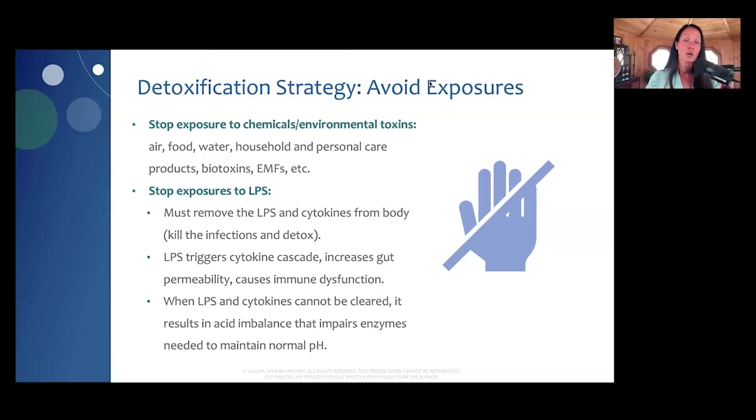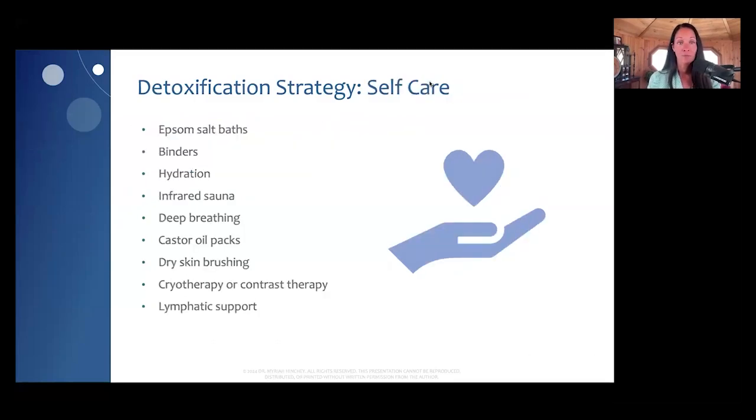It's also important to note that when you can't clear these cytokines, it results in acid imbalance, which further impairs other enzymes that are needed to maintain a normal pH in the body. So remember, again, it's not just about the LPS or the inflammation, but it's also about acidity. And we have to jump into that and deal with that acid imbalance as well.